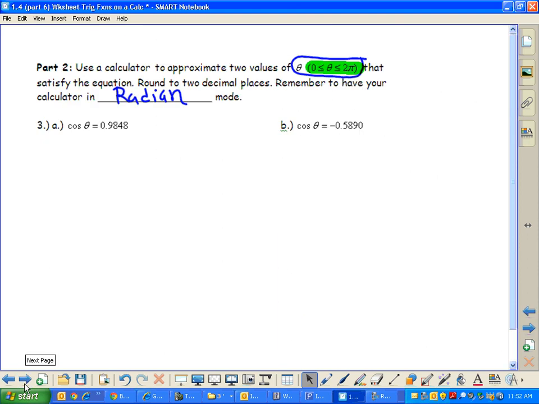So for instance, number 3. When you found, you did cosine inverse to get the first value of theta. For 3a, we ended up getting 0.17 as the first value of theta. So everybody has that on their paper. Step 1, you want to draw that value of theta. So we're going to draw theta 1.